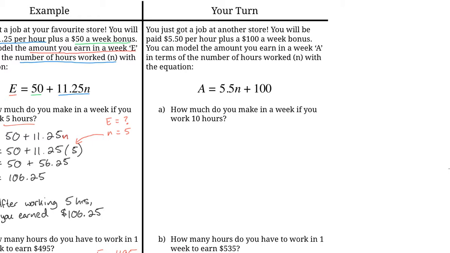And now it's your turn, but I'll just read the problem with you. You just got a job at another store. You will be paid $5.50 per hour plus a $100 a week bonus. You can model the amount you earn in a week, A, in terms of the number of hours you worked, n, with the equation A equals 5.5n plus 100. So I want you to pause the video and try to answer part A and part B on your own. Come back to the video when you're ready to check your answer.